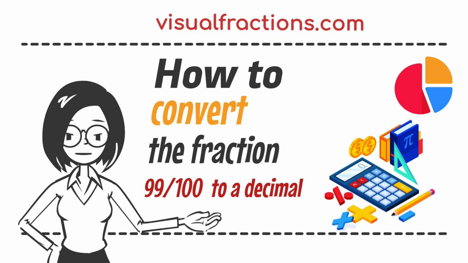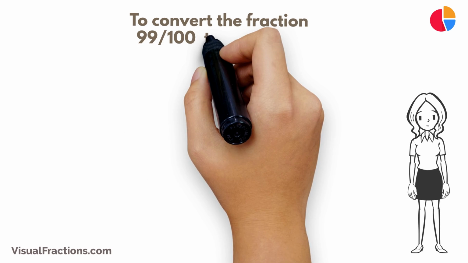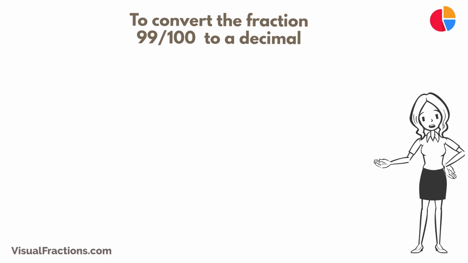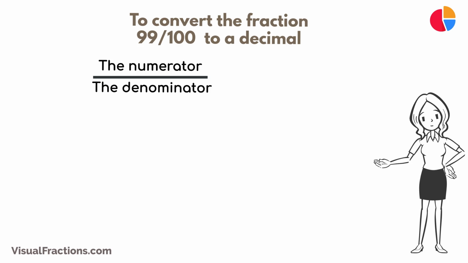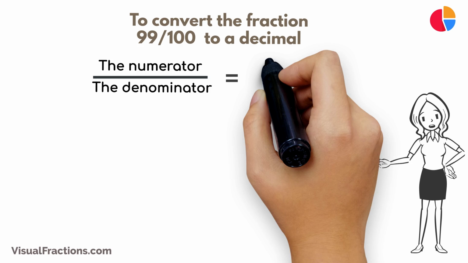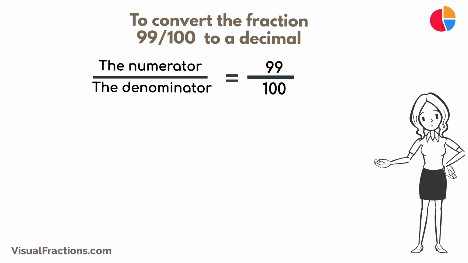Today, we're going to explore how to convert the fraction 99/100ths to a decimal. To convert the fraction 99/100ths to a decimal, all we need to do is divide the numerator, the top number, by the denominator, the bottom number. So, we simply divide 99 by 100. The answer we get is 0.99.